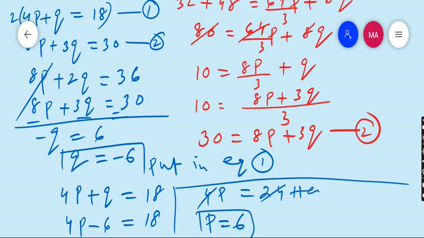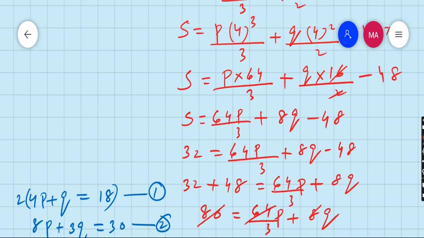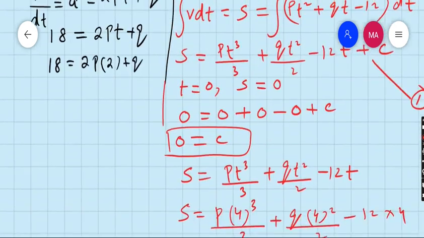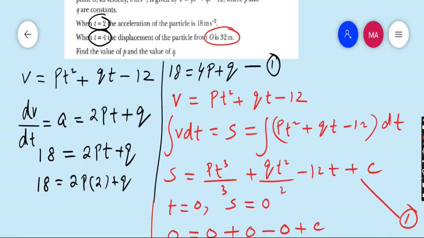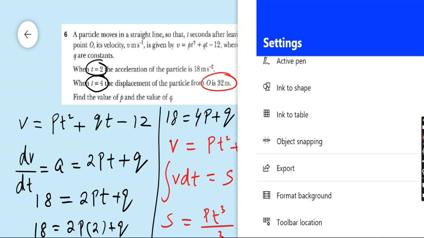Hence p is equal to 6 and q is equal to minus 6. This is our final answer of question number 6. So very interesting question and very easy question, and also very important. Expertise is increased when you do more and more of the same kind of questions. Now move to question number 7.